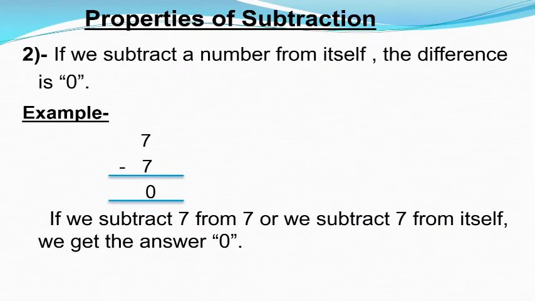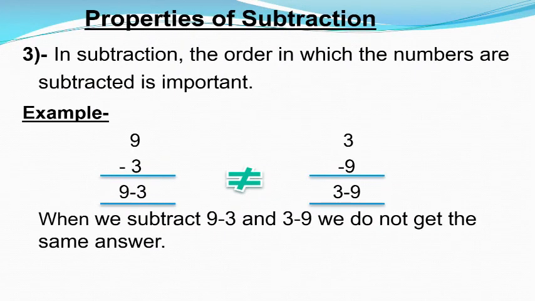In the second property of subtraction, if we subtract a number from itself, the difference is 0. Let us take the numbers 7 and 7. In the given example, you can see if we subtract 7 from 7 or if we subtract 7 from itself, we get the answer 0.